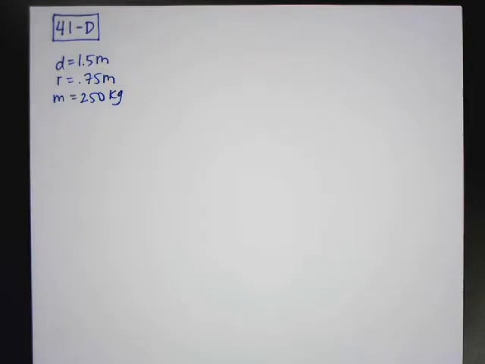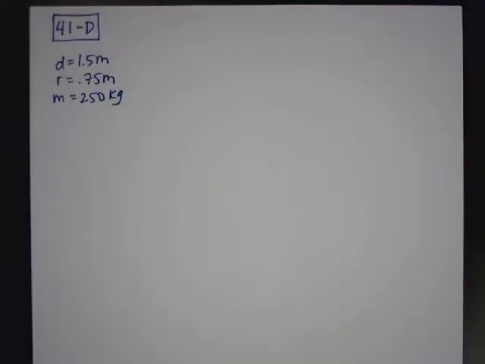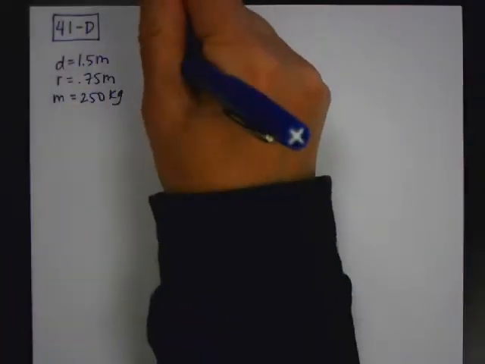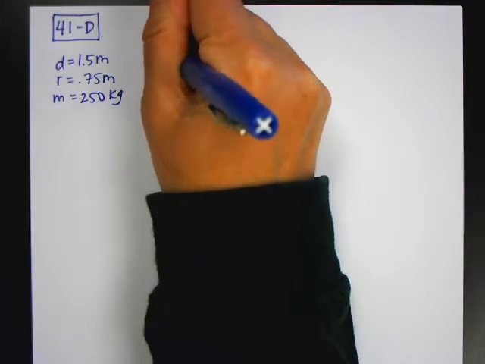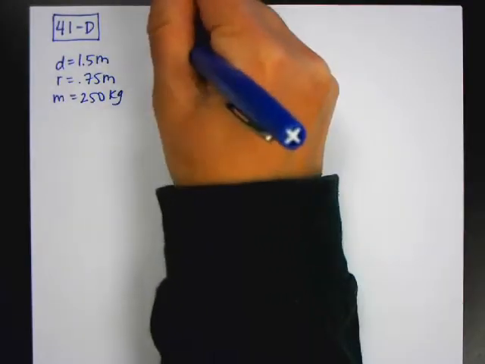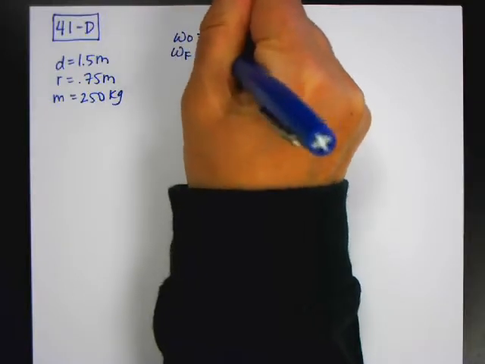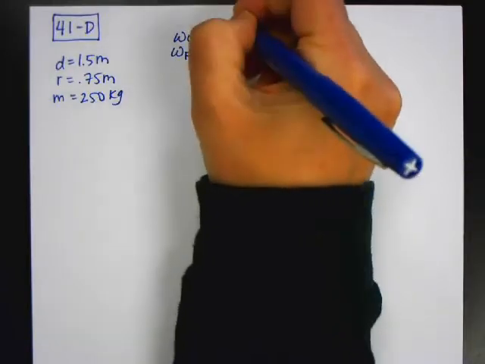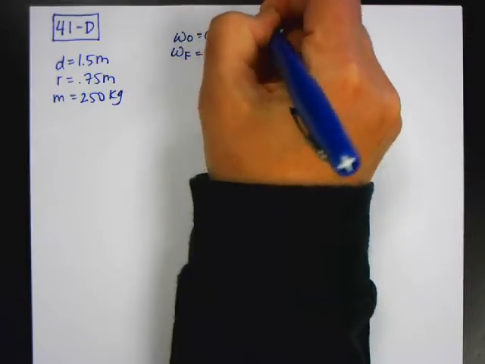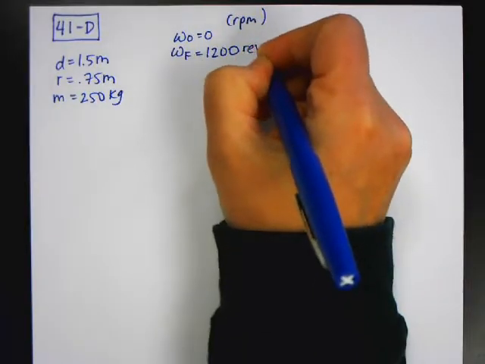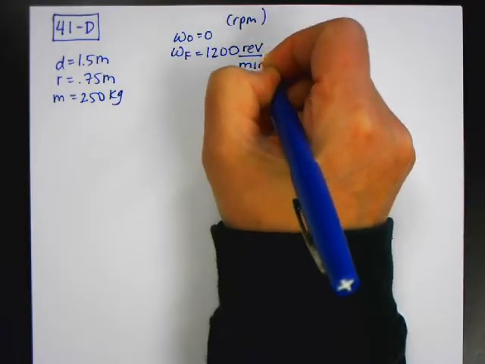Its maximum angular velocity is 1200 RPM. So that's omega. And since it starts from rest, omega naught is 0. So omega F is 1200, but we're not going to write RPMs. We're going to write it like a unit, revolutions per minute, like this.